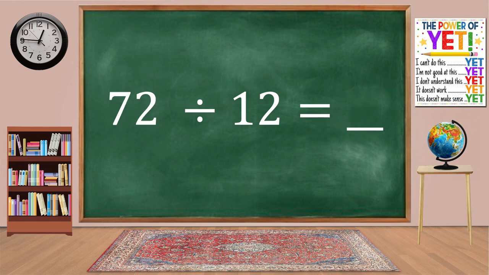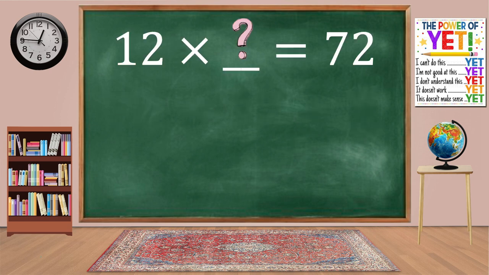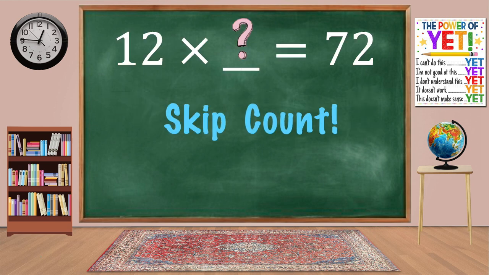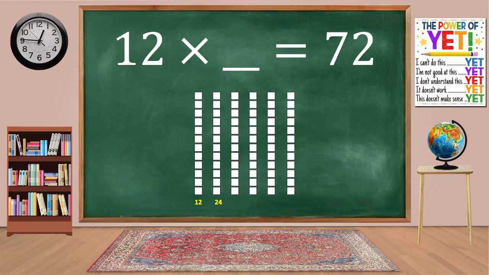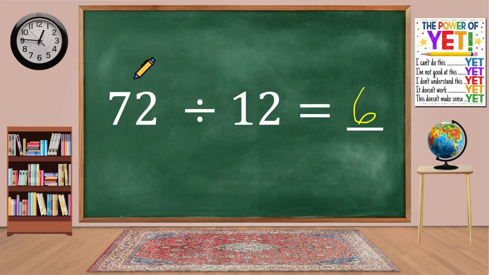72 divided by 12 equals blank. Our related fact is 12 times what equals 72? Skip count. 12, 24, 36, 48, 60, 72. We have six columns. 12 times 6 equals 72. 72 divided by 12 equals 6.